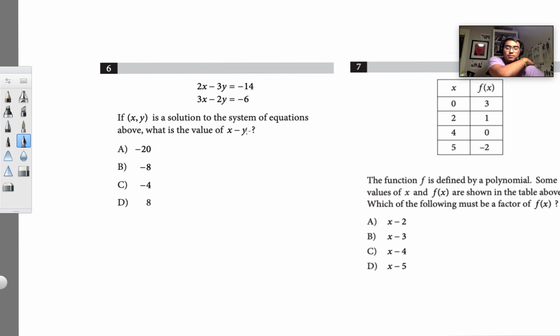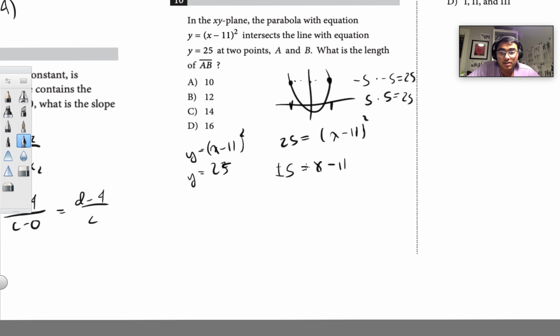Why? Because it could be negative 5 times negative 5, which is equal to 25, and it could be positive 5 times positive 5, which is equal to 25. So the plus or minus means that it could be either positive or negative. We have to treat the positive and negative as two separate cases. When 5 is positive, the equation looks like 5 is equal to x minus 11. Move the 11 over, that means x is equal to 16.